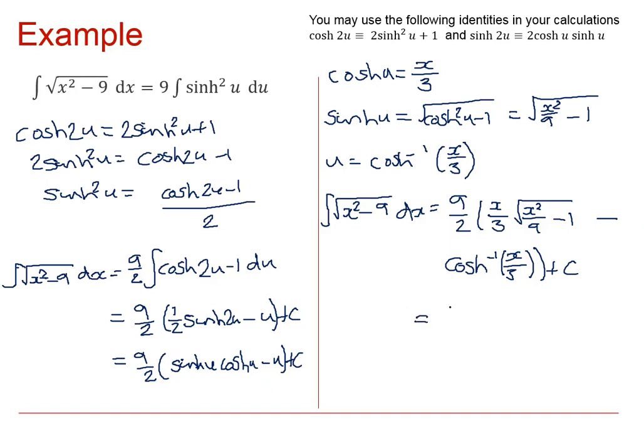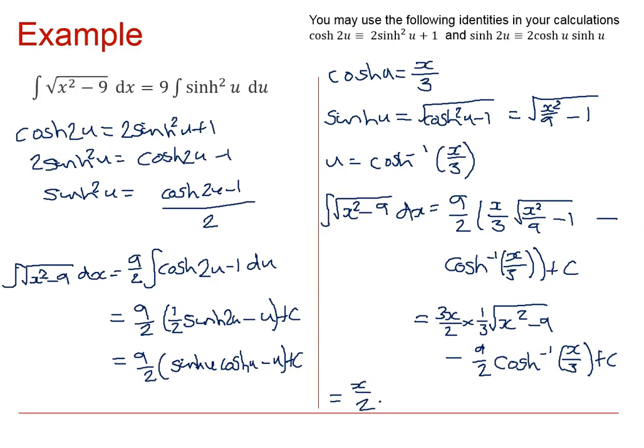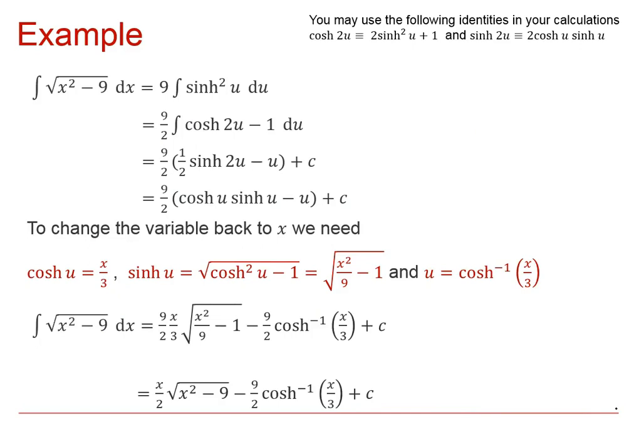And so simplifying, we get 3x over 2 times a third square root of x squared minus 9 minus 9 over 2 times inverse cosh of x over 3 plus c. And so our final solution is x over 2 times the square root of x squared minus 9 minus 9 over 2 inverse cosh of x over 3 plus c. And we can see here a neat version of that.